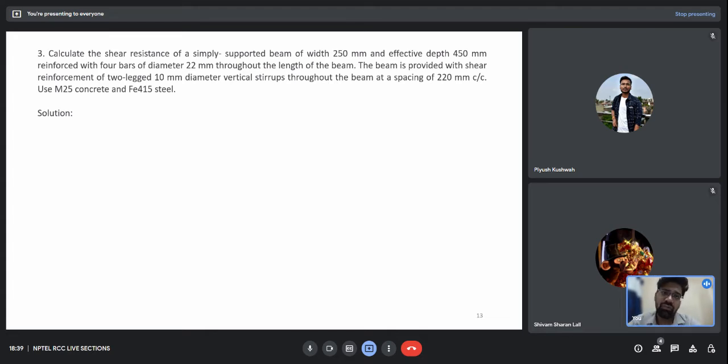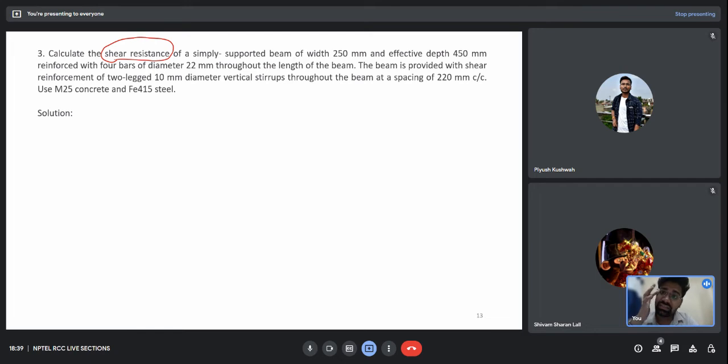Now let's look at the last problem for today's class. Calculate the shear resistance of a simply supported beam of width 250 mm and effective depth 450 mm, reinforced with 4 bars of diameter 20. All of these problems are more or less similar. The beam is provided with shear reinforcement of two-legged 10 mm stirrups. Here they are not asking me to design the beam for shear reinforcement, but they have already given me the shear reinforcement, and they want me to calculate the shear resistance.